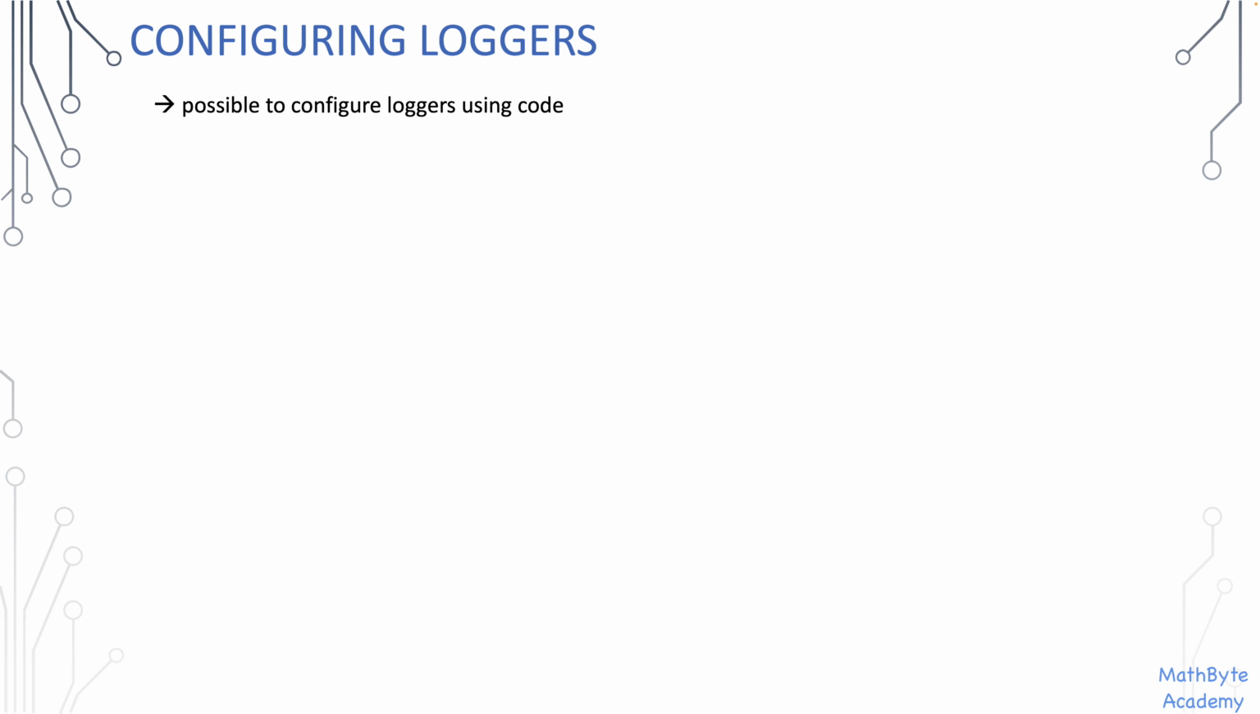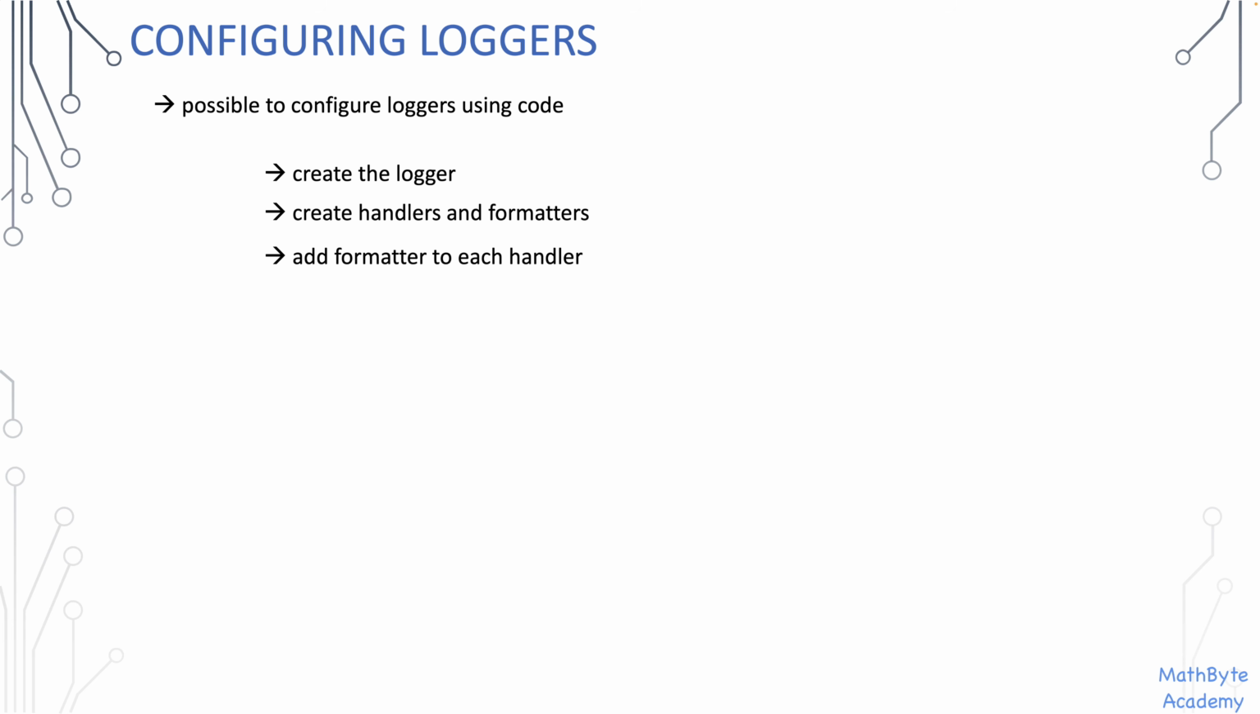Well, it is possible to configure loggers using code. So you can create the logger, just like we saw just now, and then you can create handler objects and formatter objects. You can add the formatter to a handler. The handlers have methods where you can add a formatter to them. You can add handlers to the logger object. So you can actually use Python code to do all that.